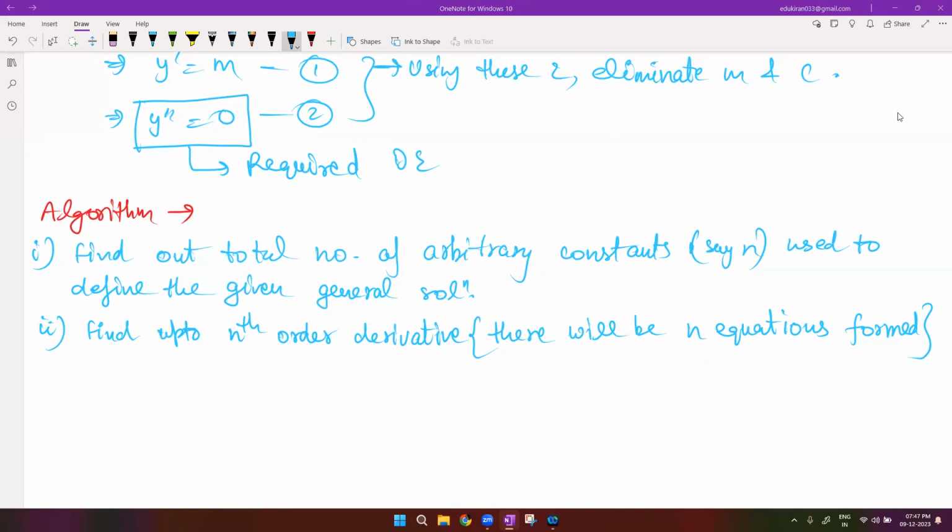So let's say you have n constants in the general solution, then you have to find out up to nth order. So if there are five constants, then I will have to find out up to fifth order. And if I find out up to fifth order derivative of the given function, in that case, I will get five different equations, right? So that is what I have written here. Find up to nth order derivative, there will be n equations formed. It means if you find out up to nth order derivative of the given general solution.